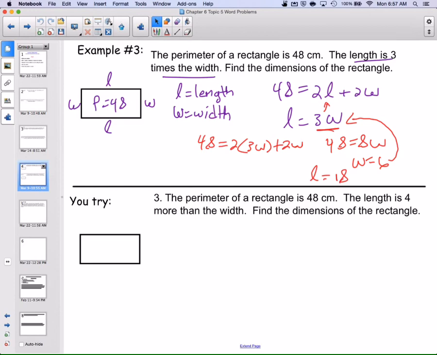So that means this rectangle is, let's see, length, we'll do length first, an 18 centimeter by 6 centimeter rectangle. Okay, you can pause it and try the U-try. It's similar to the other one, and that'll be it.